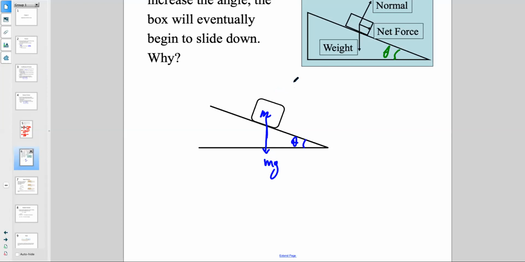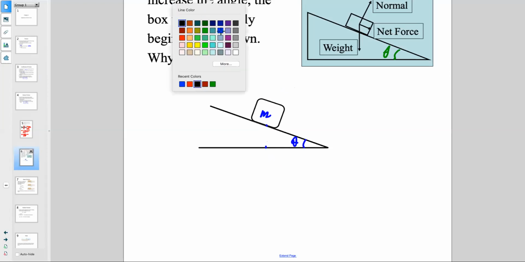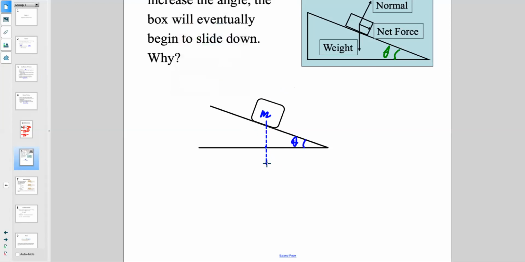Let me actually write it a little bit better because this is important. I am going to get rid of this and also get rid of this because I want to draw a perfect line. So let's try having mg down, having normal force up. So this is mg and this is the normal force N. Okay, what else do we have?